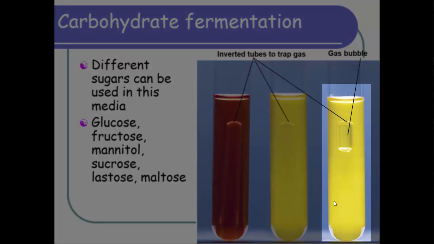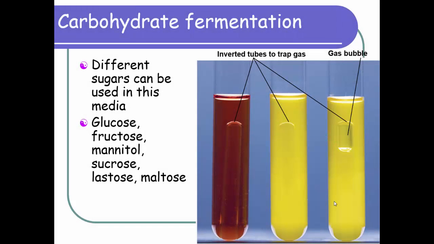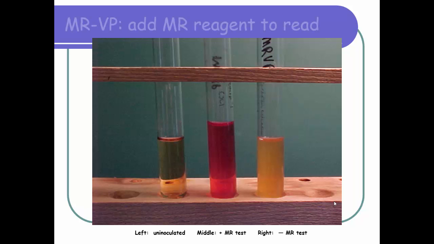In the third tube, you'll notice that there is a gas bubble inside the Durham tube. During the fermentation of this carbohydrate, this bacteria also produce some form of gas, some of which is trapped in the Durham tube. We would then label this one as positive/gas for a positive fermentation and gas production.